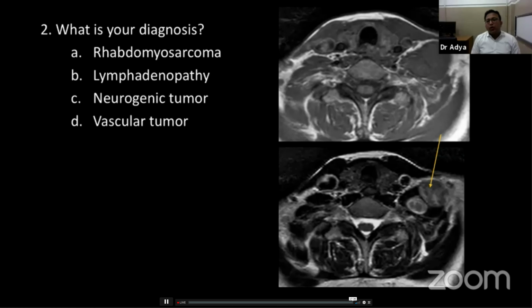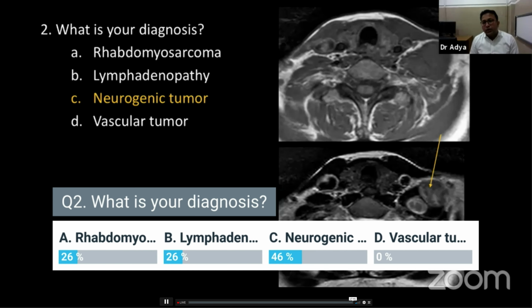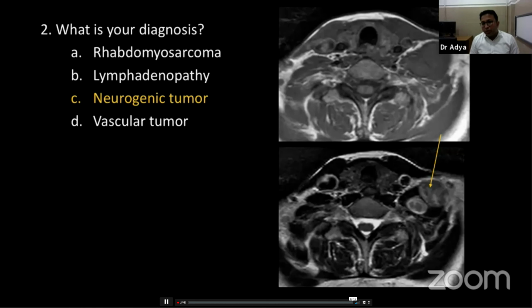So there you go. Now you are getting it. So the correct answer is in fact C, neurogenic tumor. Isn't it really exciting that out of all the sequences and all the number of images, looking at a single image, you are able to diagnose that it is a neurogenic tumor? How? I'll describe. Now we'll look at the normal anatomy on the normal side.